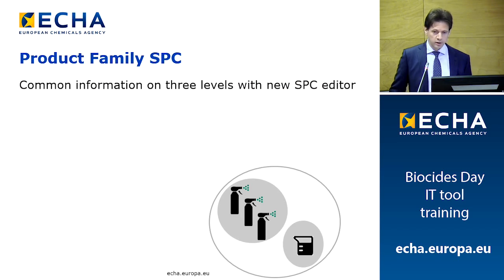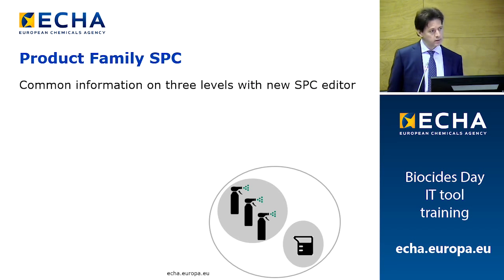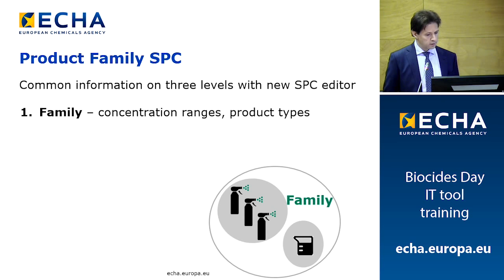Then we mentioned product families. So the concept of product family has been developed in order to facilitate you in putting together the common information about chemicals in a single SPC. And for this reason, it has been divided into three levels of information. So you have a first level, the so-called family, where you have concentration ranges and product types which are valid for all the products that might be in the family.